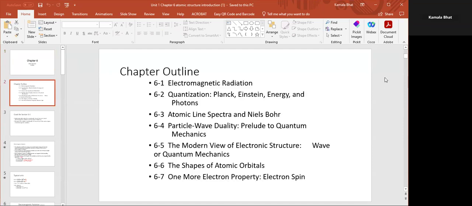In this particular chapter, the chapter outline is as follows. We will be doing electromagnetic radiation, quantization, Planck, Einstein energy and photons, atomic line spectra and Niels Bohr, particle wave duality prelude to quantum mechanics, the modern view of electronic structure, wave or quantum mechanics, the shapes of atomic orbitals, and one more electron property, electron spin.